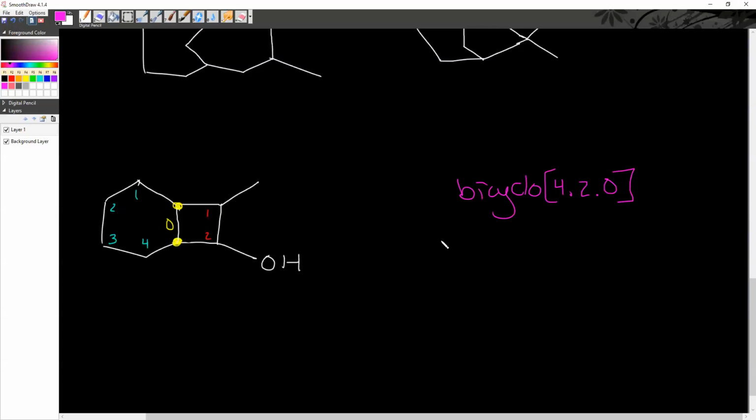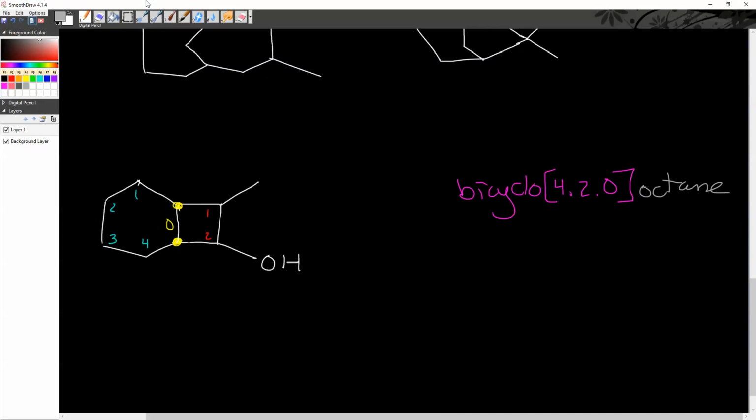And just like always, I can come up with what the total is going to be by adding these together. I can say 4 plus 2 is 6, plus 0 is still 6, and then plus 2 gives us 8. So this is going to be octane. And if I wanted to count, I could. I could go 1, 2, 3, 4, 5, 6, 7, 8. Oh, 8, octane.